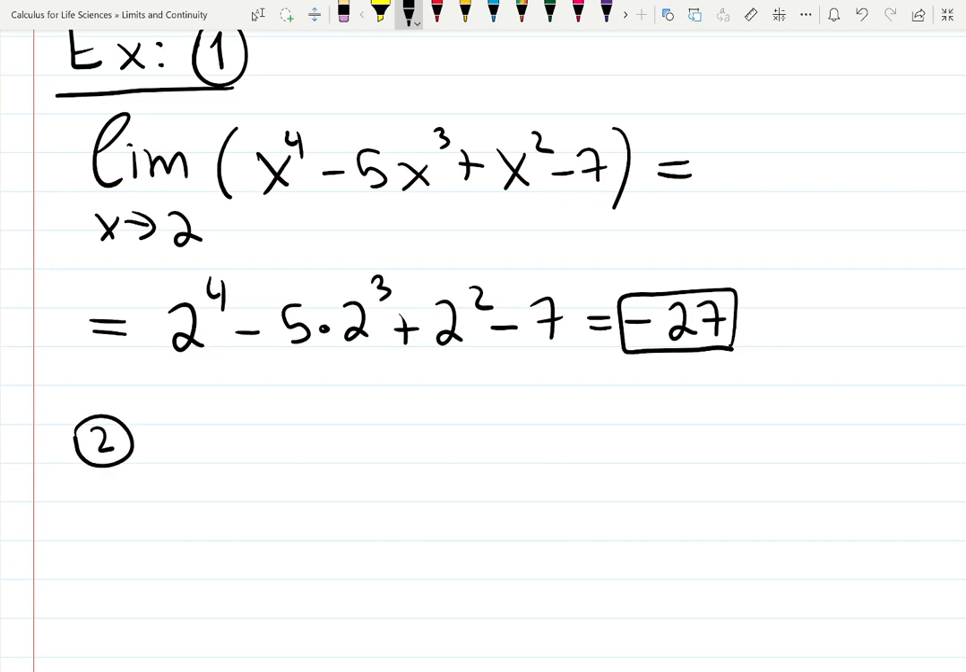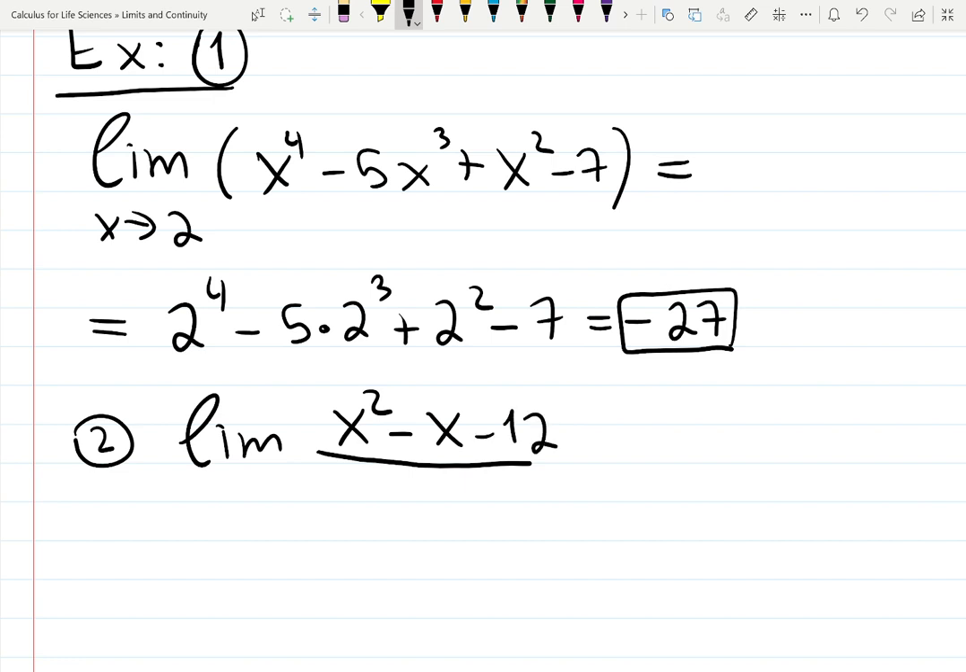Example 2. So, limit. The moment you see a fraction, you know it's going to be a problem, because dividing by 0 is a thing. And that is usually a troublemaker, which you need to get rid of. That's how I call it. It's a troublemaker. You need to figure out how to fix it.